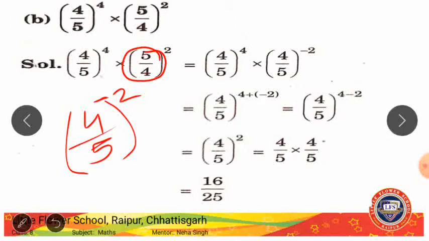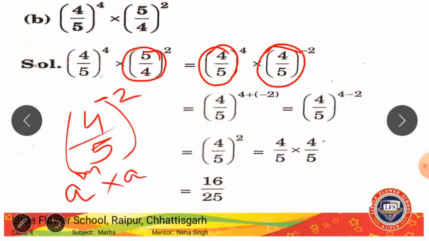So what happens by doing this step is that the base is now the same, right? So we can directly use which property? a power m into a power n is equal to a power m plus n. In multiplication, the powers are added. So what are we going to do? We are going to add the powers here.